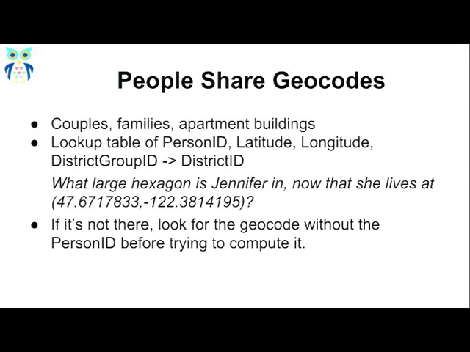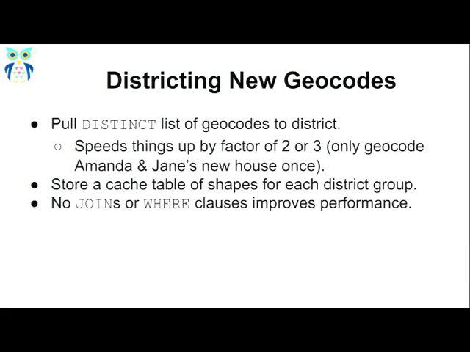And so I can answer the question, what large hexagon is Jennifer in, given that she lives at this geocode? And if I don't have an answer to that already in my lookup table, I can check if I already know what large hexagon this geocode is in, without having to pre-compute it geometrically. When I district new geocodes, because there are always going to be some, I pull a distinct list of geocodes to district, and in practice that speeds things up by 2 to 3 times for me.